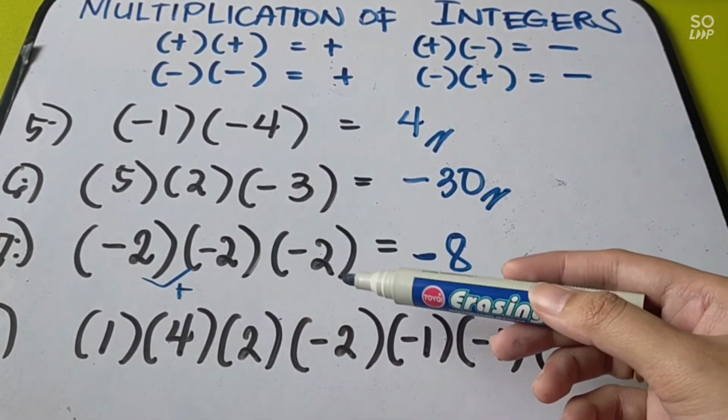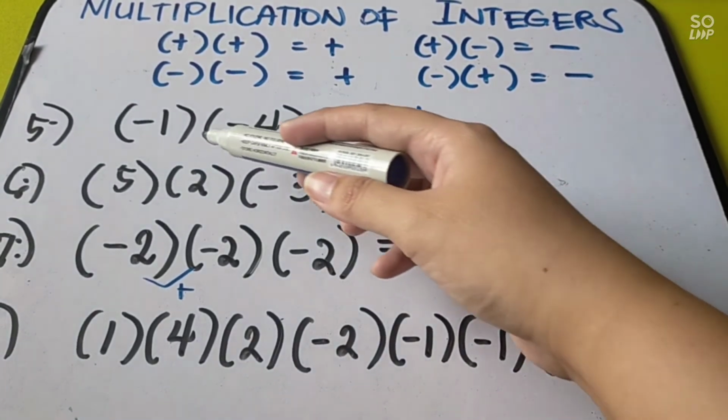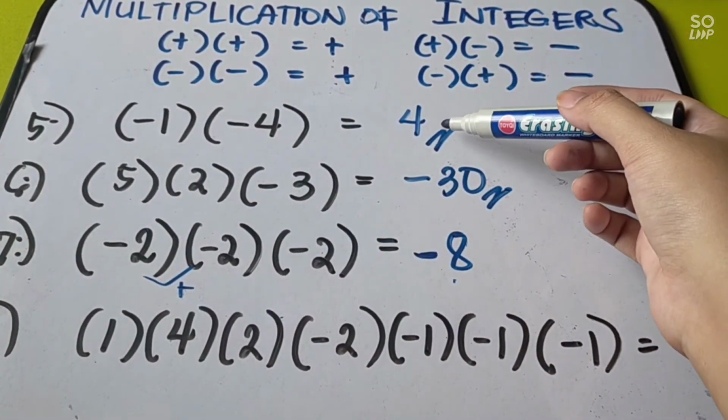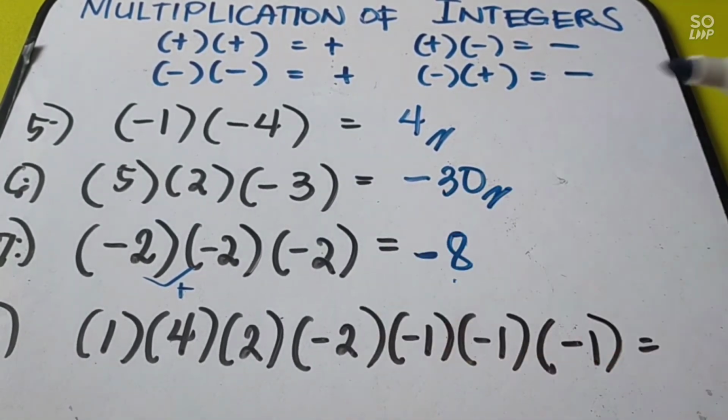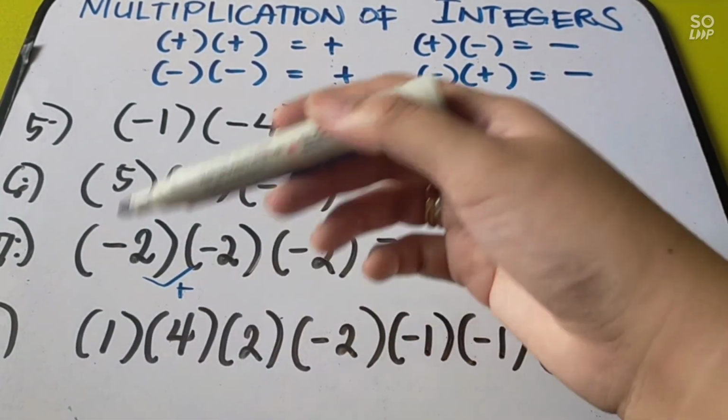Ito, tatlo, that is odd, it is negative. So, this one is 2, that is even, so we have here positive. So, we have here 4 negative, so your answer should be positive. That is it. Then, just multiply.